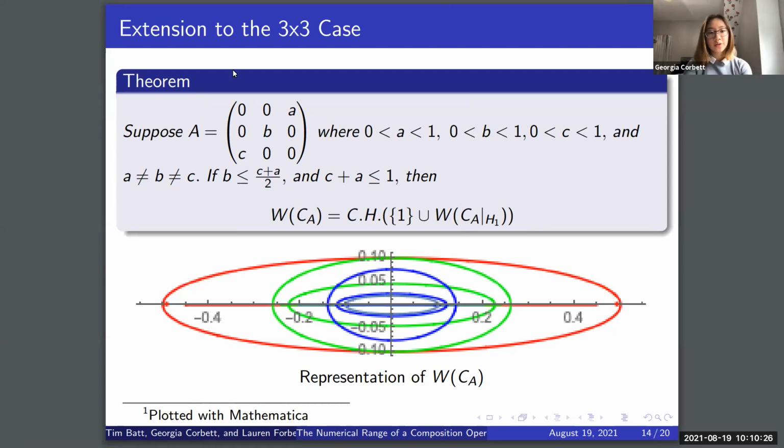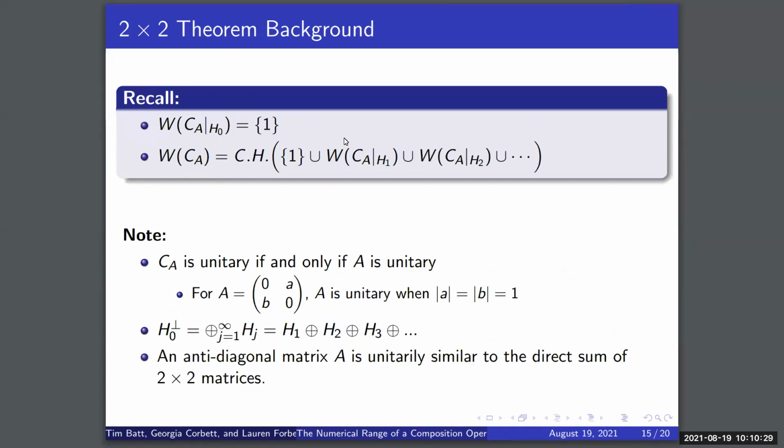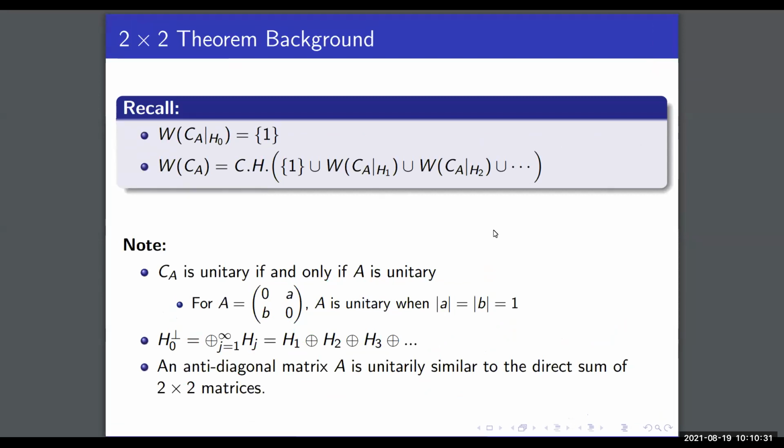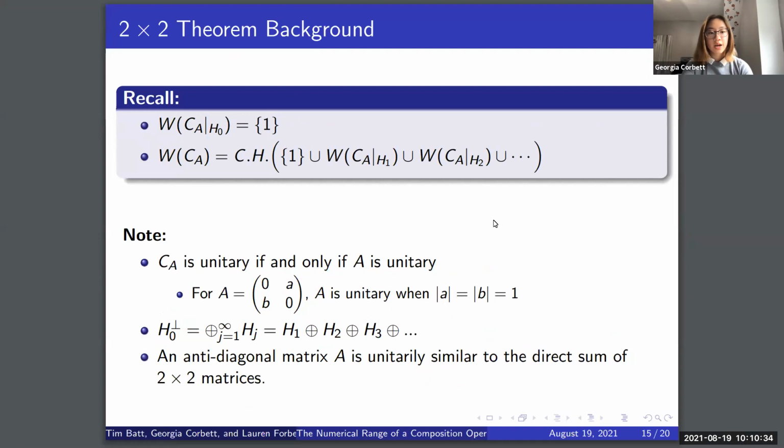All right, so Tim just went over calculating the numerical range when A is a 2x2 and a 3x3 matrix. Now I'll be going over a theorem that we found for when A is a 2x2 matrix, and then what we found when we generalized it to the n by n case. First of all, recall that the numerical range of the composition operator restricted to the homogeneous polynomials of degree 0 is just the set {1}, and that the numerical range of the composition operator is the convex hull of the union of the numerical range of the restricted composition operators.